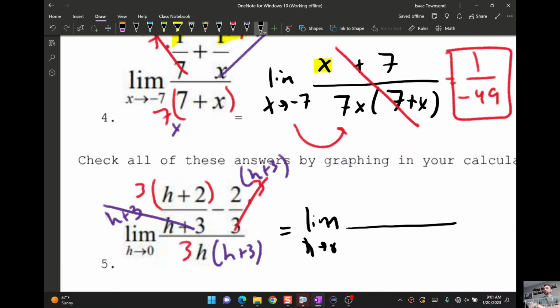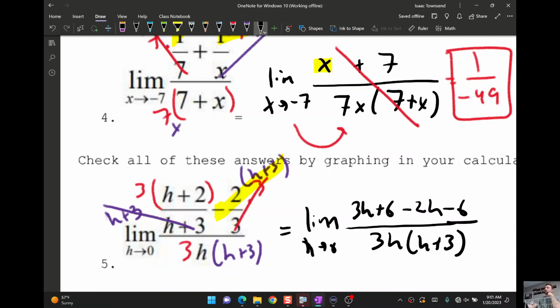I'm going to go ahead and distribute this 3. 3 times h plus 2. Make sure you don't lose this minus here. This is negative 2 distributed to h plus 3. And we had the h in the denominator the whole time. We multiplied it by 3, and we also multiplied it by h plus 3.